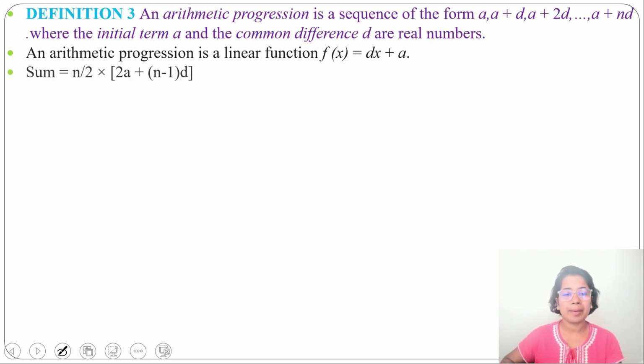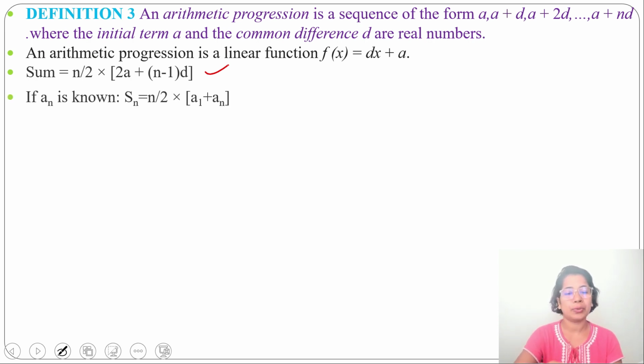Now the sum of an AP will be n divided by 2 times (2a plus (n minus 1)d). This is when we don't know the last term. If you know the last term, then the sum will be the first term a1 plus the last term, multiplied by n divided by 2. Here a1 is known and here a_n is not known.